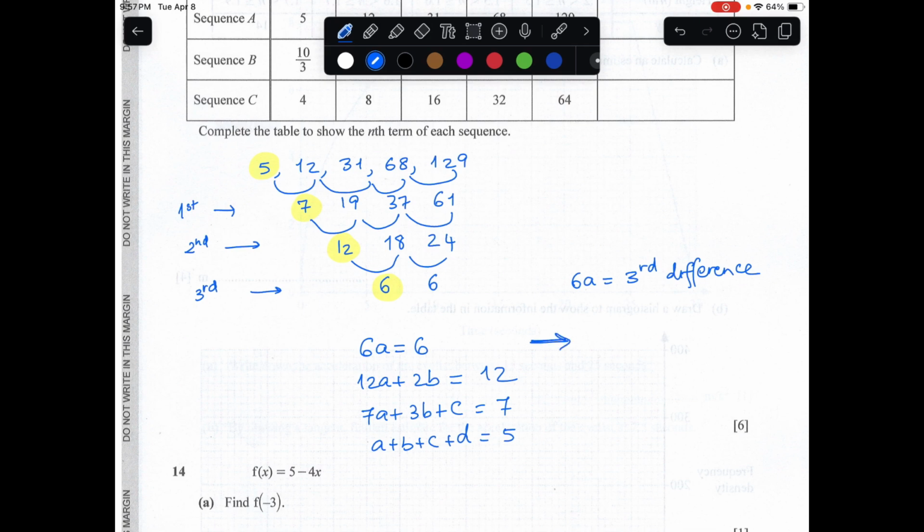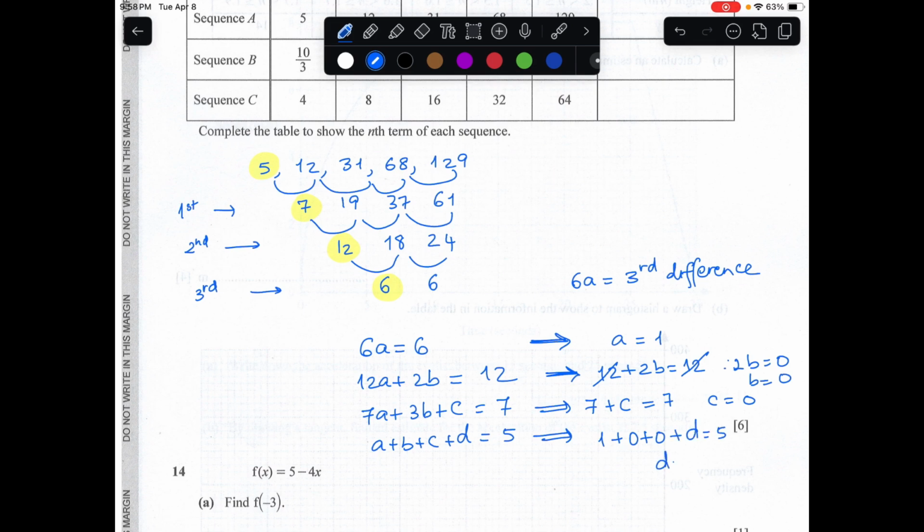So if 6a is equal to 6, that gives me a is 1. Substituting in the second equation gives me 12 plus 2b is equal to 12. That means the 12 and 12 cancel. So 2b is equal to 0, or b is equal to 0. Substituting a and b gives me 7 plus c equal to 7. So c is also 0. And substituting a, b, c gives me d is equal to 4.